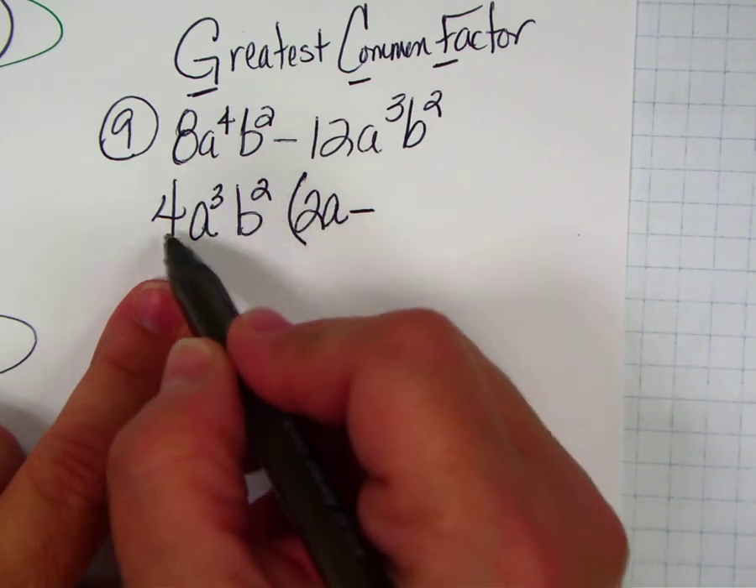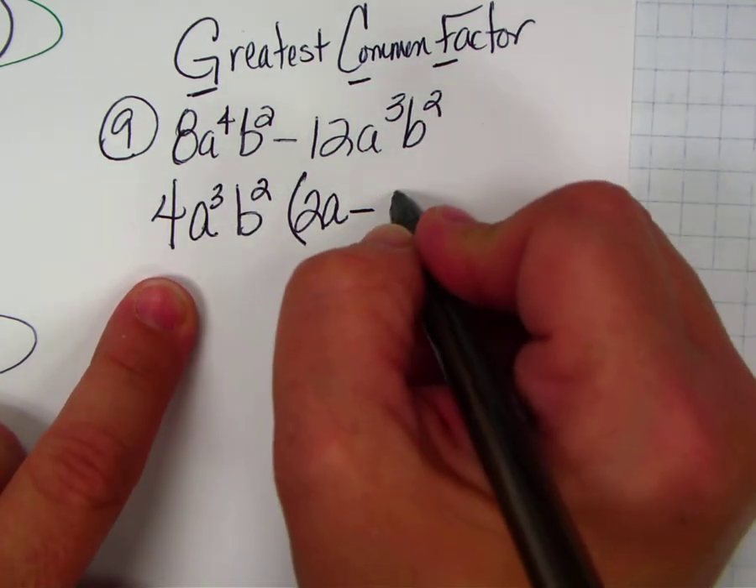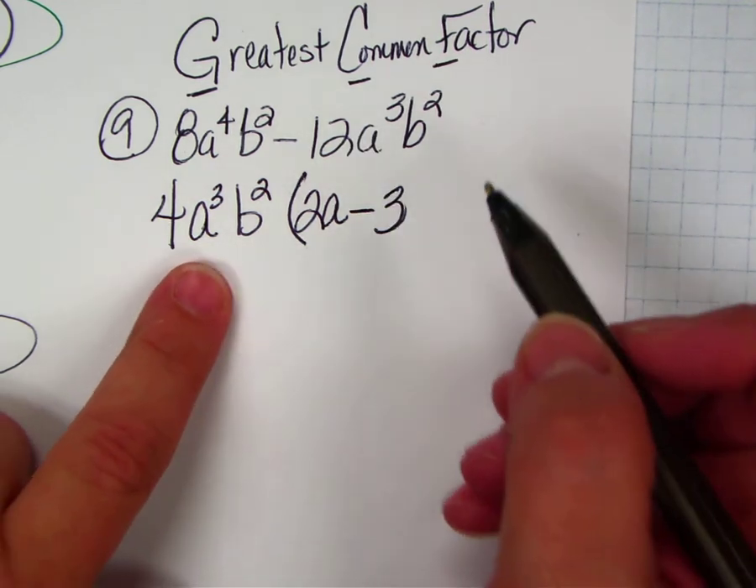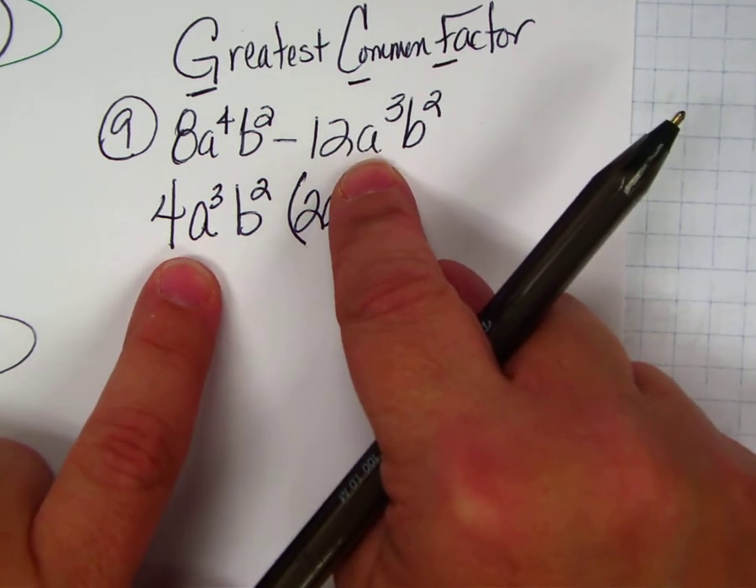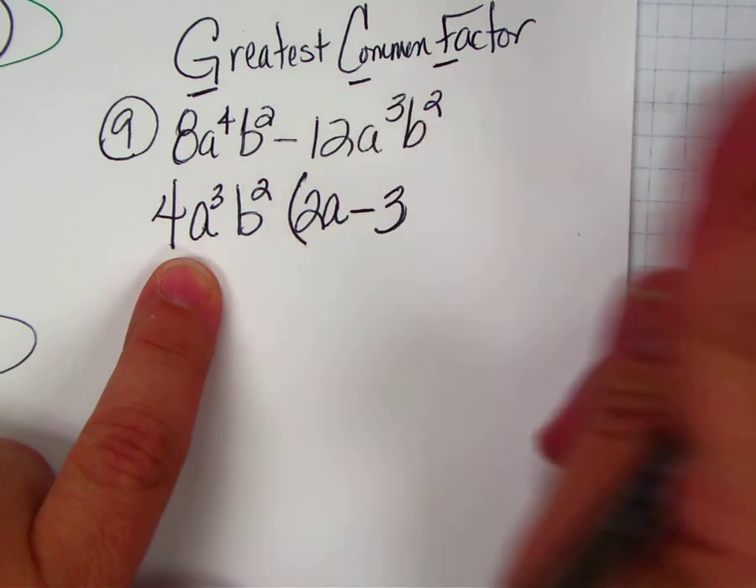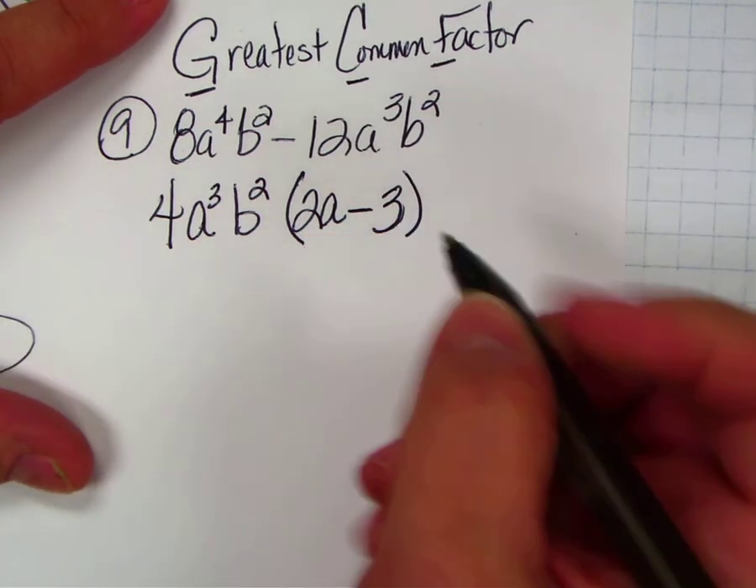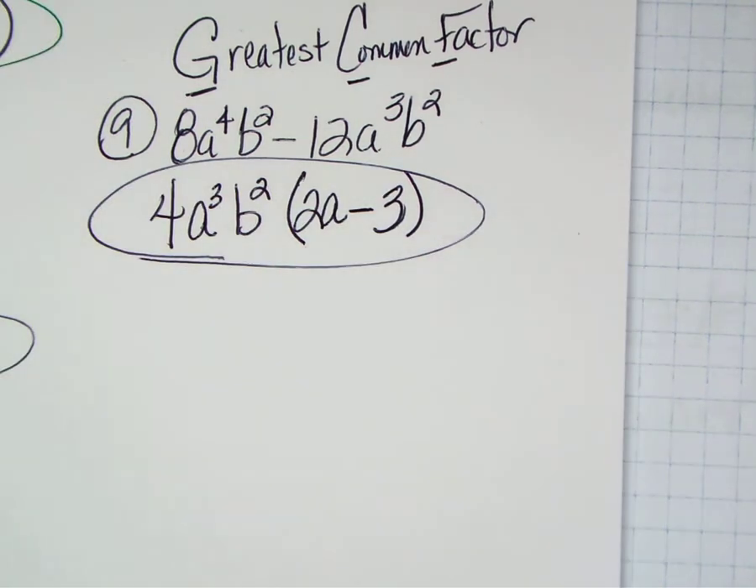Okay, when I factor 4 out of 12, what do I get? 3. 4 will go into 12 3 times. 4 times 3 is 12. Okay, I got 3 A's, and I've used 3 A's. I got 2 B's, and I've used 2 B's. So I'm done. That's as far as I can go.